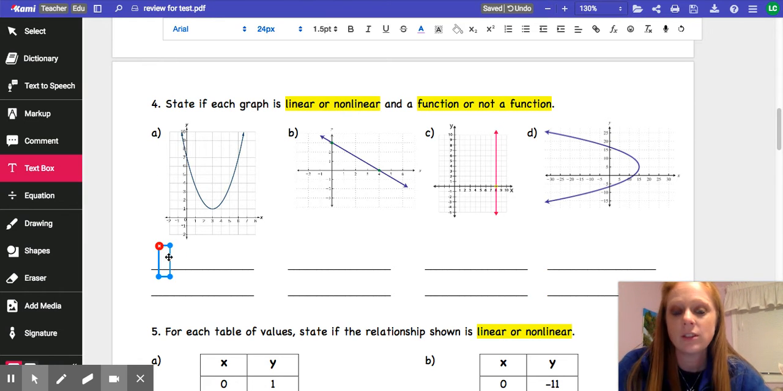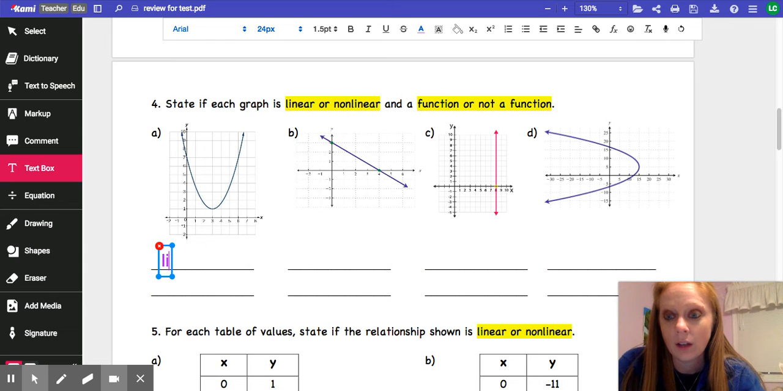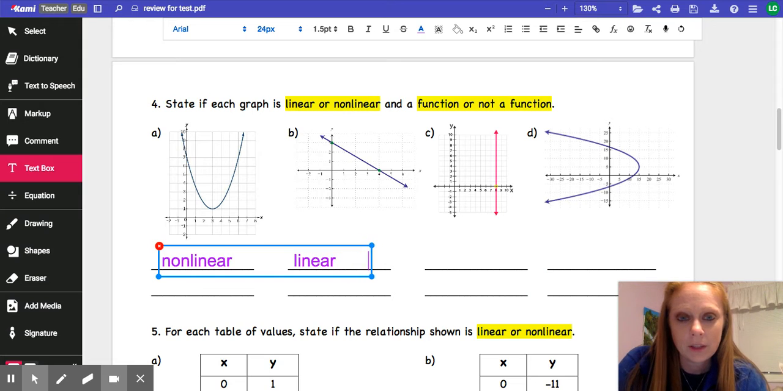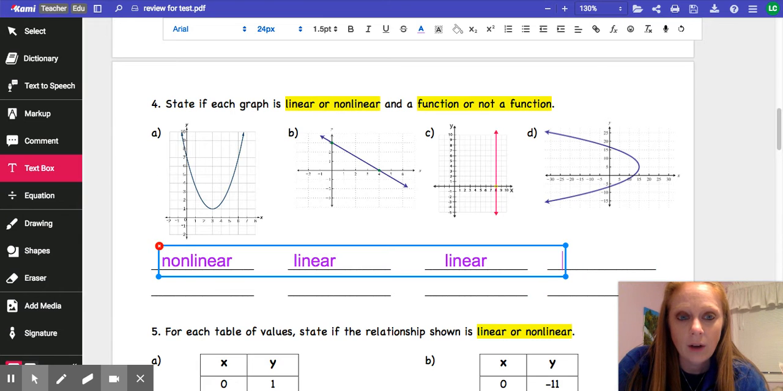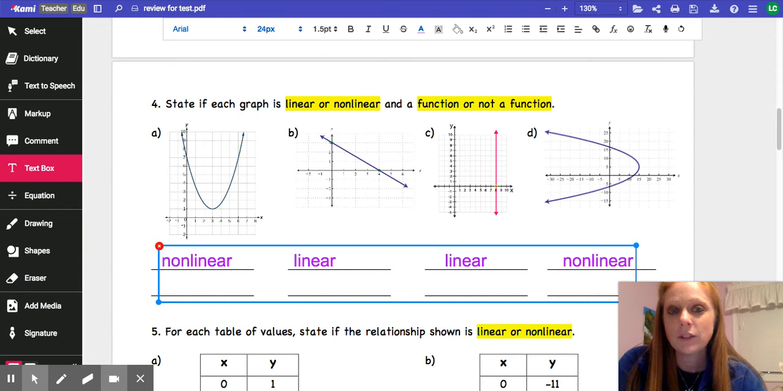This is a parabola, this is a curve, so that's going to be non-linear. Our next one is a complete straight line the whole way, so that's going to be linear. C is also a straight line, so we're going to write linear. And D is another parabola, you don't need to know that, but just know that it's curved, so it's non-linear. All right, now let's see if it's a function or not.